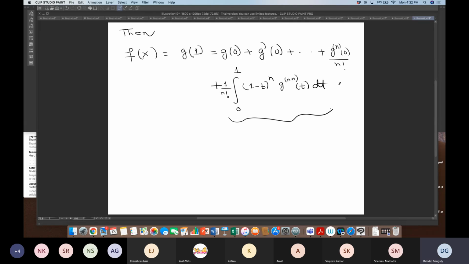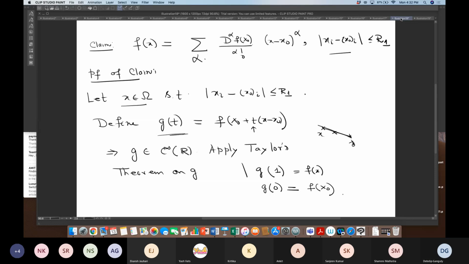Now, can you tell me what is g prime of 0? It is f prime of x naught into x minus x naught. Very good.